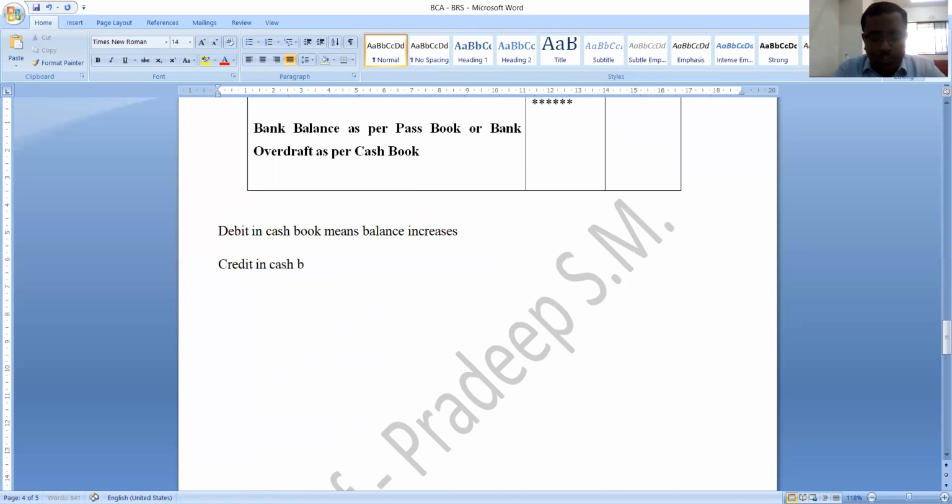Credit in cash book means balance decreases. Understood? Debit in cash book means it is a receipt. Debit side is a receipt side, credit side is a payment side. So debited in the cash book means cash balance increases. Credited in the cash book means cash balance decreases.